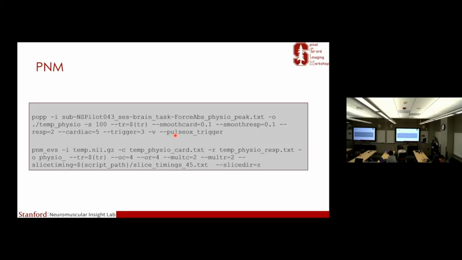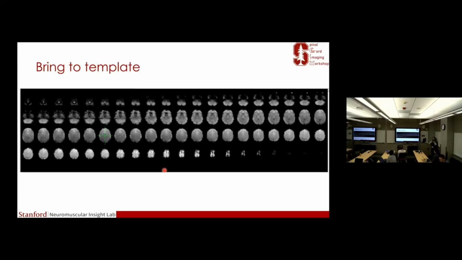So because we acquire brain and spinal cord together, and PNM is slice-wise, we account for that within our pipeline. I'm happy to explain later if you have a question. But we basically regress out the physiological noise for the brain as well. Here is the custom slice timing file that we create for our acquisition. And basically, after we do the denoising, we also bring our brain data to template space, because we want both our spinal cord data and brain data to be in the template space.